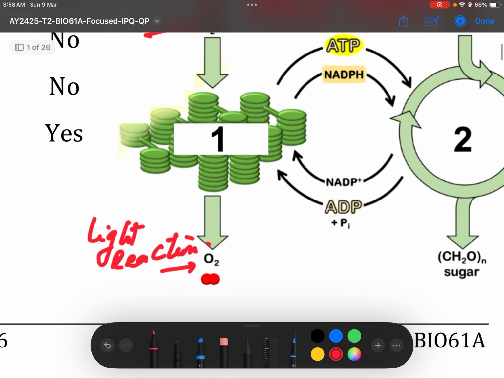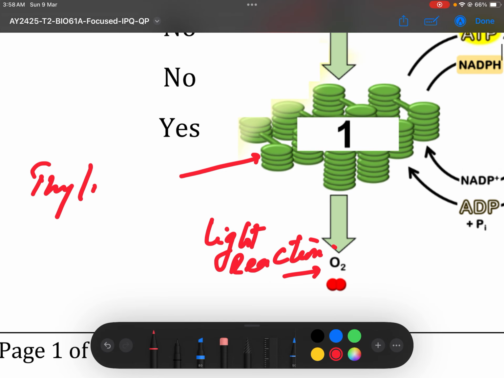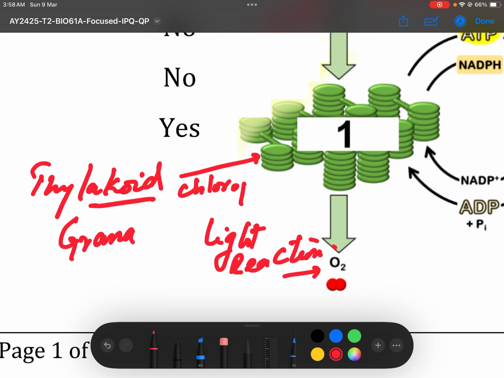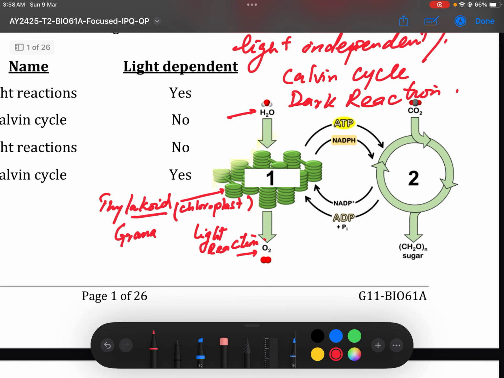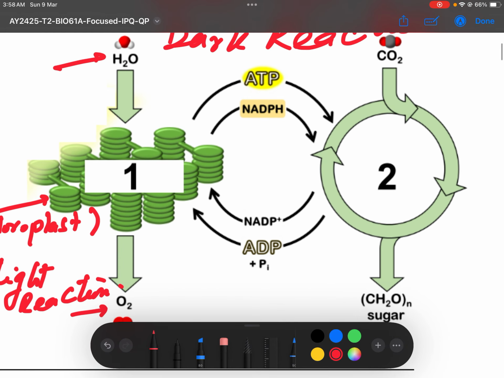Okay, and this process is taking place in these structures. The disc-like shapes are called thylakoids, and the stack of thylakoids is called grana. Inside the thylakoid we have a pigment, chlorophyll, and that's responsible for the absorption of light. Now the two products, the arrows going out, ATP and NADPH, are the two products of the light reaction.